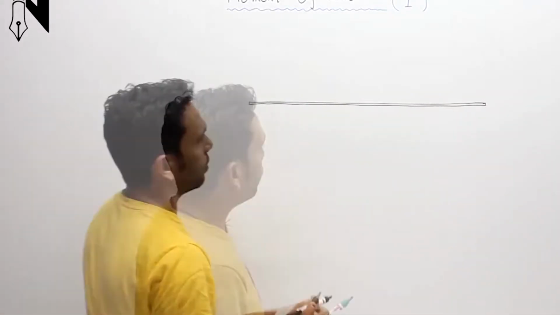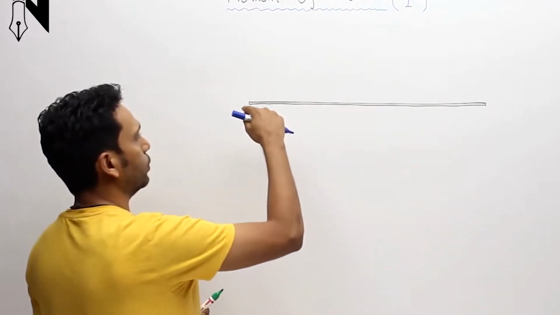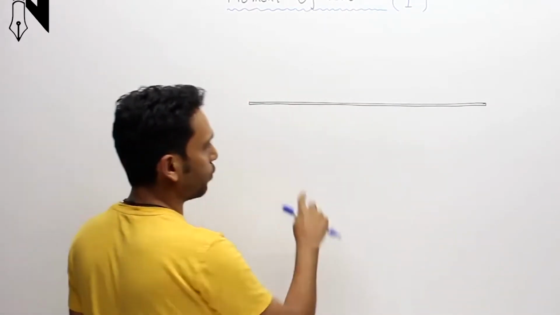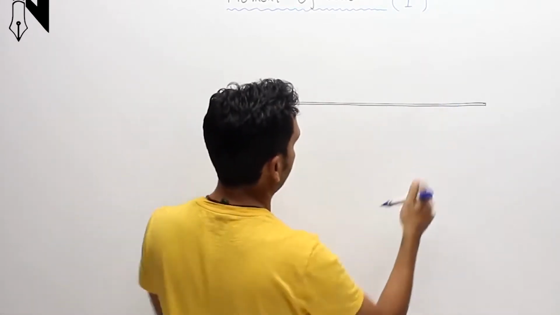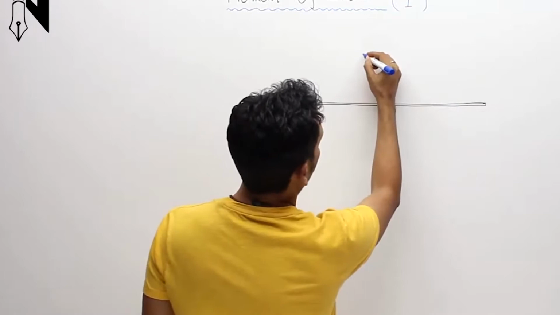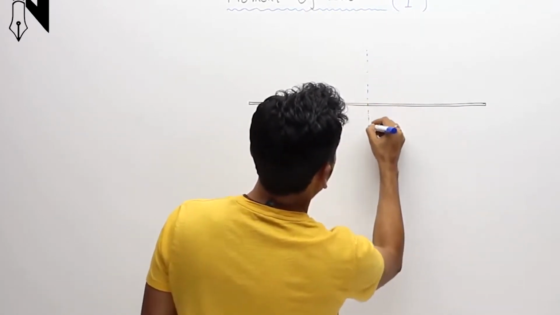Mind you, when we become a little pro in this, we'll be finding the moment of inertia of rods which are not so thin and whose cross section is comparable to the length, and then we'll find what all things we have to take care of at that time.